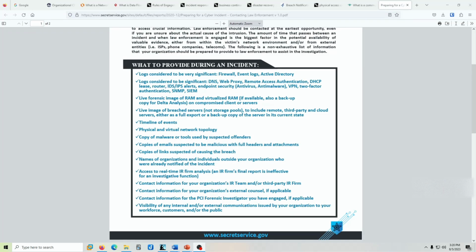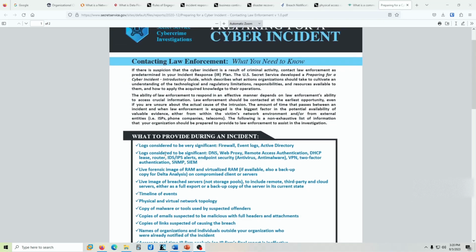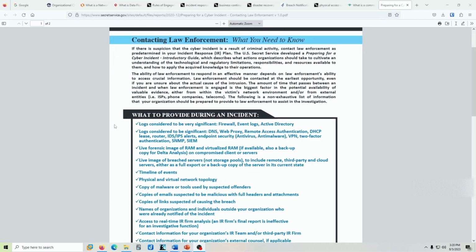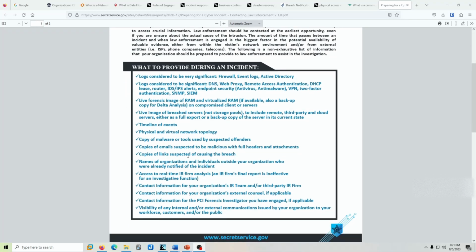So the next item was authority and legal conditions. Didn't really know where to go on this one, but I pulled up the Secret Service website. So if you're going to report an incident and want to get law enforcement involved on something like that, these are the things you would want to provide. So I've found this cool to look through if you want to check that out.